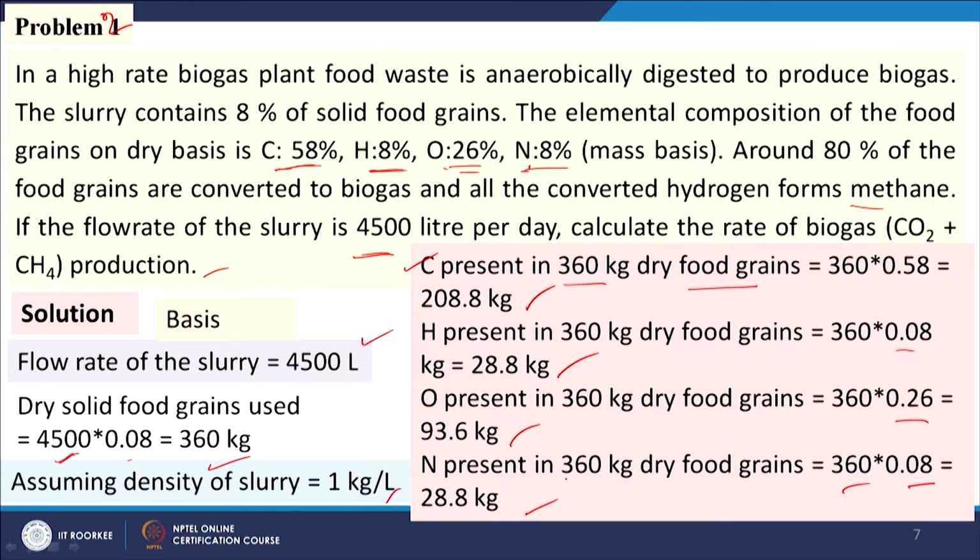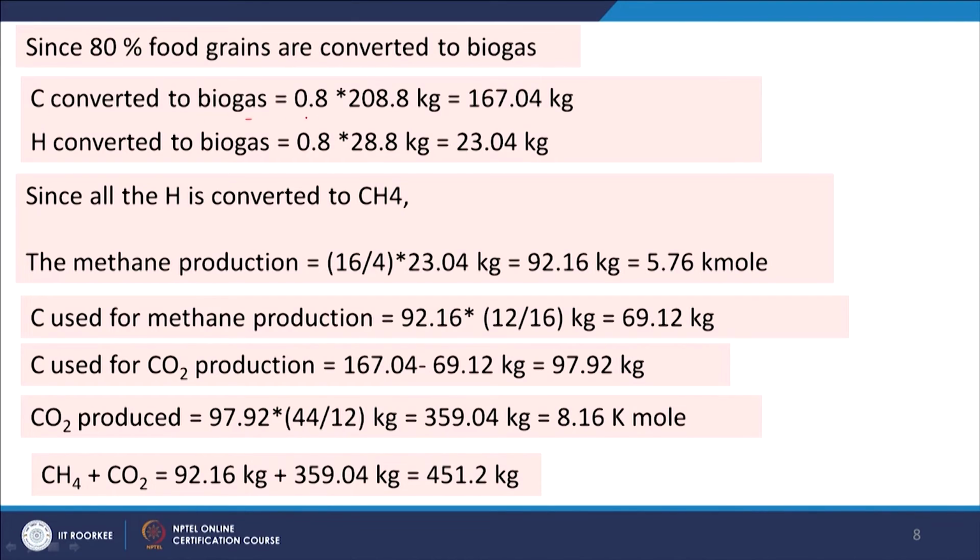So, these are the different elements present in this organic food. Now, it is given that 80% of food grains are converted to biogas. So, 80% of these components will also be converted to different forms, and so carbon converted to biogas is 0.8 into 208.8, equal to 167.04 kg. Hydrogen will be converted 80% of total, that is 23.04. Since all the hydrogen is converted to CH4, it is given that the hydrogen is completely converted to CH4.